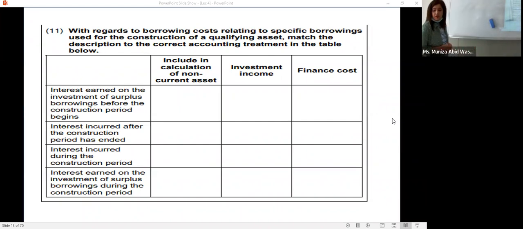And interest earned on the investment of surplus borrowings during the construction period, yes, it will be included in the calculation of the non-current asset. So students, with this, we have finished our chapter.